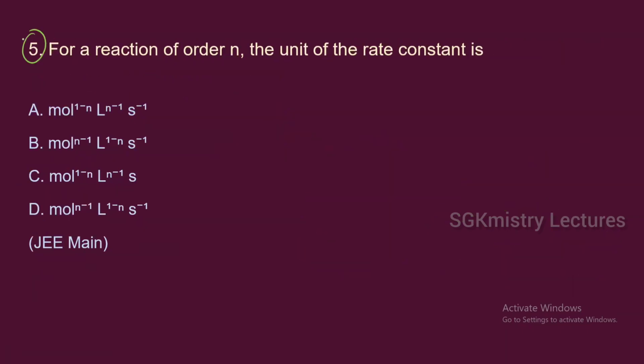Next, coming on to question number 5. For a reaction of order n, the unit of rate constant is? To find the unit of the rate constant, the formula used is very simple. We take concentration by time into 1 by concentration to the power of n, where n is the order of the reaction. This is what we need to use for finding the unit of the rate constant for a reaction of a particular order. Nothing is mentioned about the order, it is just given as order n, so I'm going to take it as n itself.